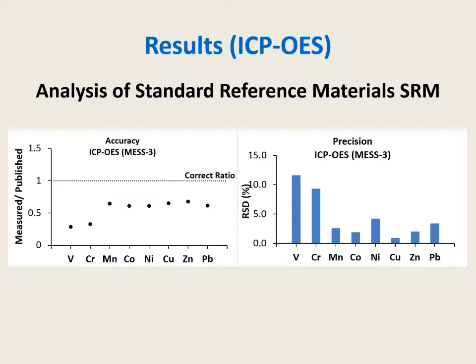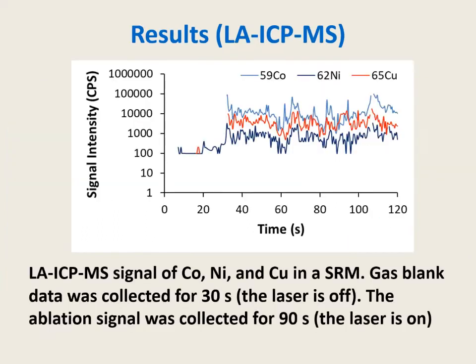Results, ICP-OES. Sample preparation wasn't efficient in extracting the total metal content in the soils, and the results had to be corrected using standard reference material. I used marine sediment reference material, MESS-3. This figure shows the accuracy and precision using ICP-OES for marine sediment reference material.